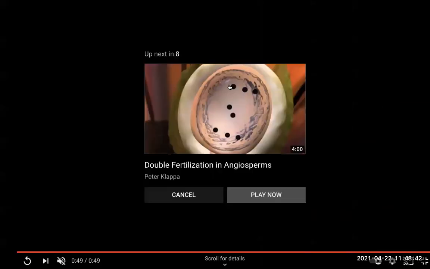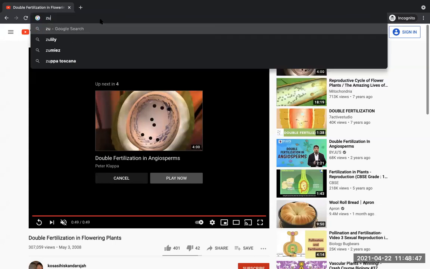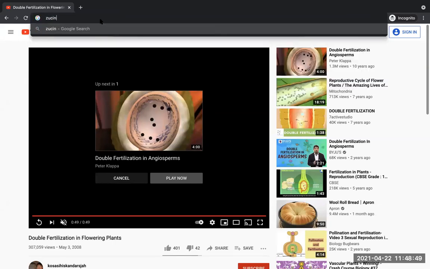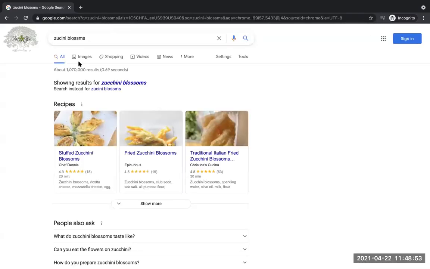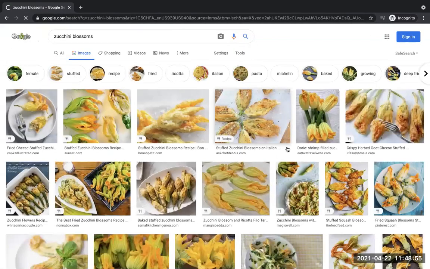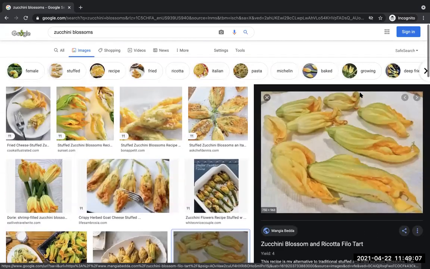So when we were talking about flowering plants, some of them, we eat them. So zucchini blossoms. So this is before they flower. So you can plant them before they flower. You can pick them, fill them up with cheese or whatever you want, and then you can deep fry them. So that's food, the flowers you're eating.